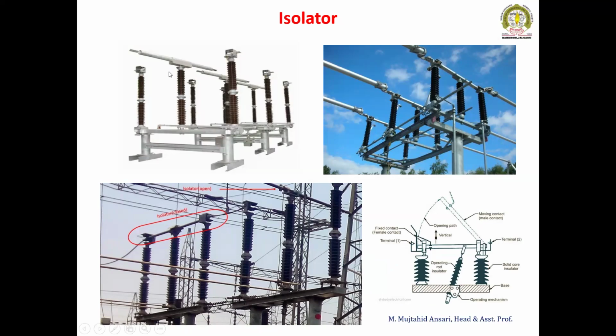This is a two-arm isolator. By moving this handle, all phases, the first phase, second phase and third phase, move simultaneously. Once we move the handle, this arm is going to operate and swing in this direction, and this one is going to swing in this direction. So it is going to close. This is the closed position of the isolator.